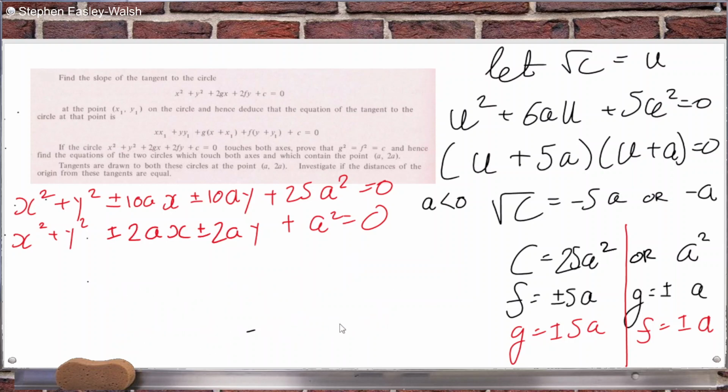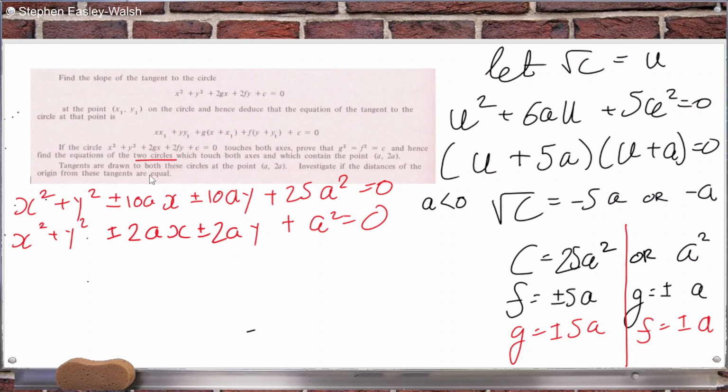Oh, the question's quite clear about it. Find the equations of the 2 circles. I think there's 4 answers here because I'm able to draw 4 answers. Yeah, I'll definitely graph this one tomorrow. Definitely going to do that.